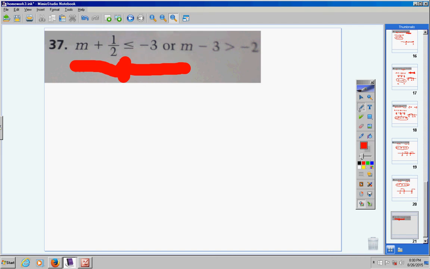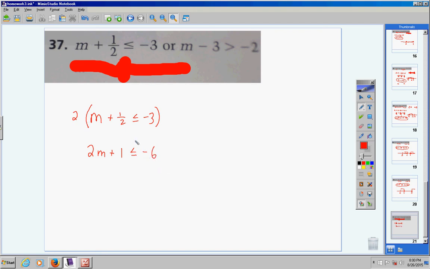Number 37. Once again, we have a disjunction. So we'll solve this one first, then this one over here, okay? M plus 1/2 less than or equal to negative 3. Well, I cannot simplify both sides. However, I do have a fraction, and I just love to get rid of fractions. That's just how I do things. So I'm going to multiply both sides by 2. Multiply all the terms by 2 because my denominator's 2. So 2 times m is 2m. 2 times 1/2 is 1. 2 times negative 3 is negative 6.